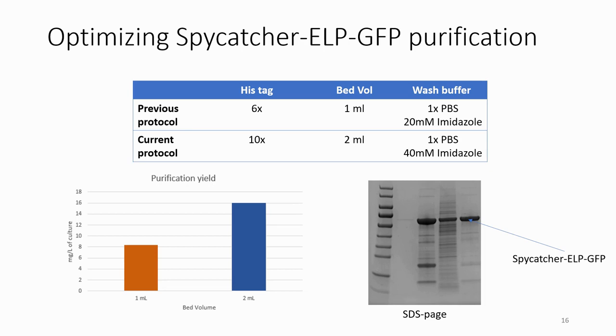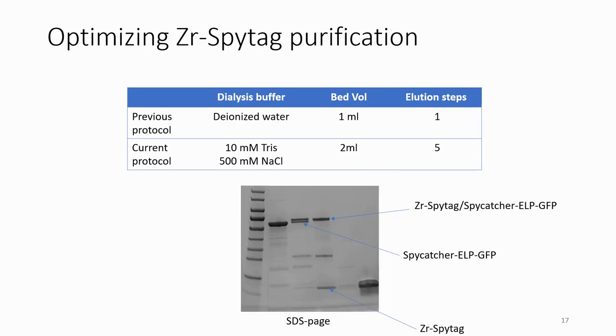So this means we could actually maybe increase the milliliter of the bed volume again, and the SpyCatcher or LPGFP is on the very last row. So you can see how pure our protein is after we did all this new optimization to it. The optimization is ZR SpyCatcher purification.